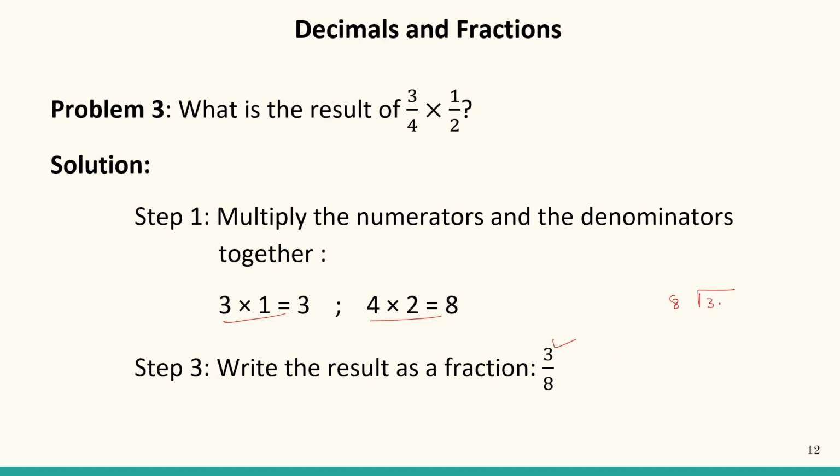3.0. So 8 into 3 equal to 24. So what it will become is 6, 0. Then it becomes 8 into 7, that is 56. Then 4. Then another 0. So that will become 5. And here we have 0. So in decimal it will be 0.375. This is not asked, but I just evaluated it.